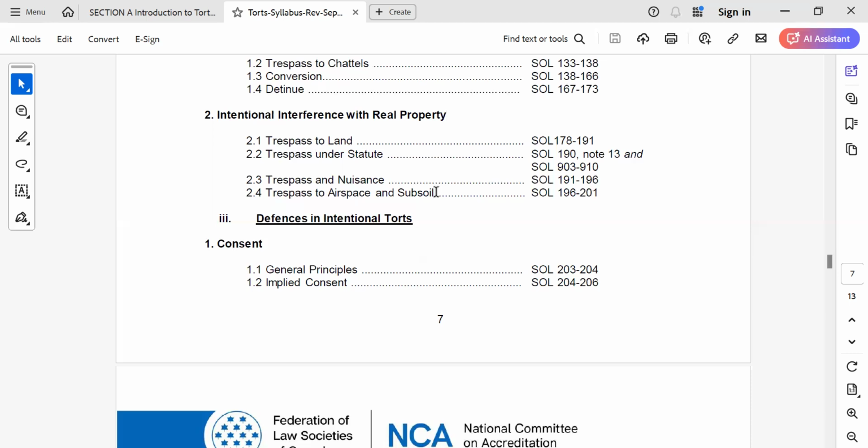So there is trespass to subsoil, and there is also trespass to airspace. Like there are two vertical buildings, and on top of one building they are constructing another, and they are trespassing the airspace, right? That is also there. So basically this is all related to real property.